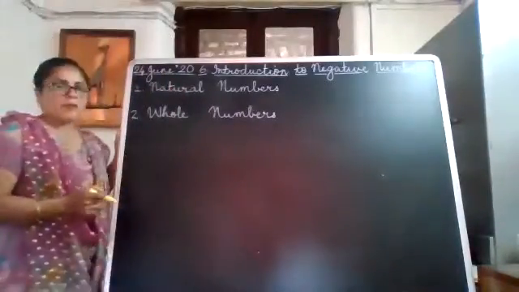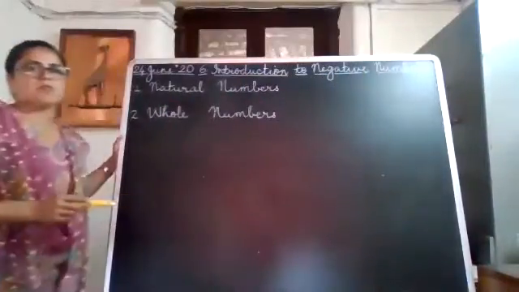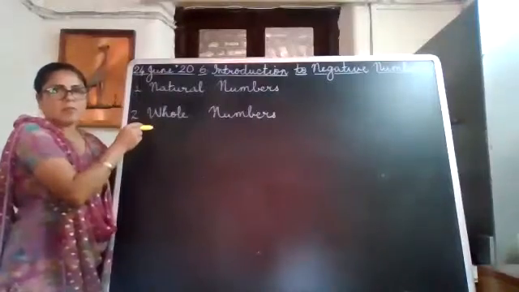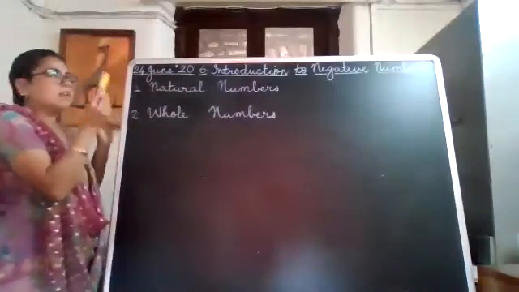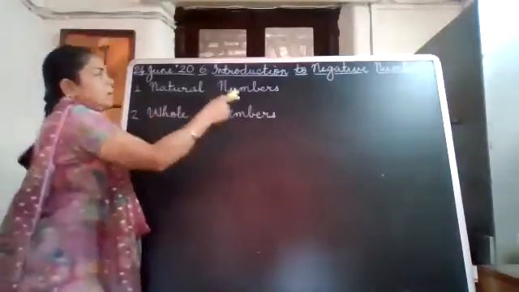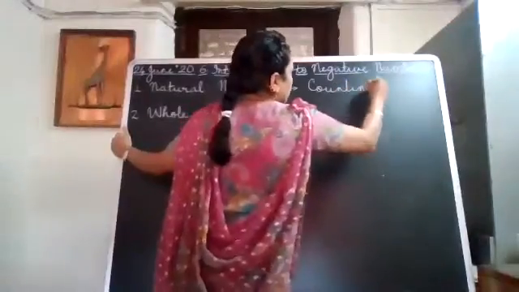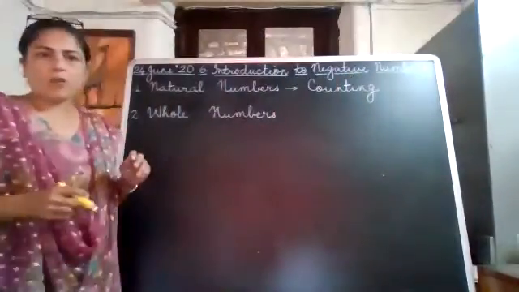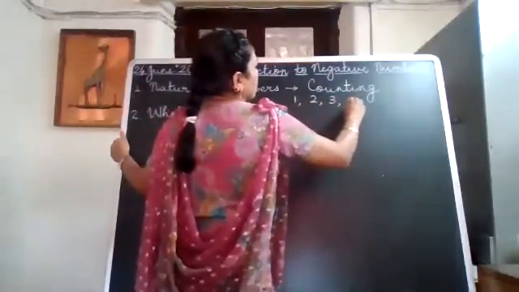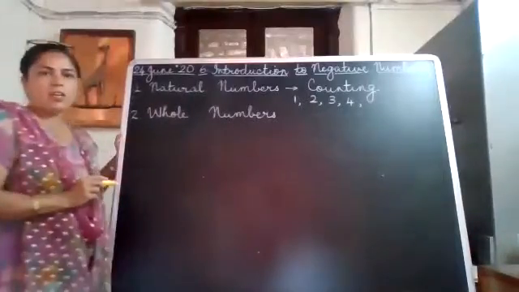Today we are starting a new topic, Introduction to Negative Numbers. Before we start this, let us revise what we have already done before, for the ones who have forgotten. Natural numbers means counting numbers. When you start counting, you start counting 1, 2, 3, 4, and so on. All these are called natural numbers.